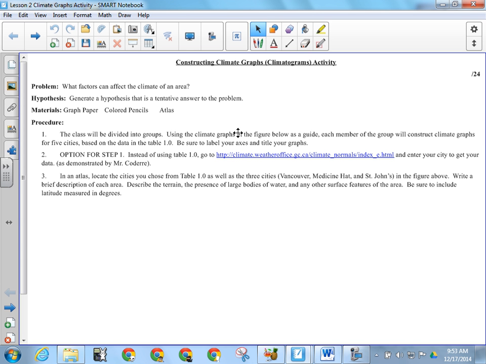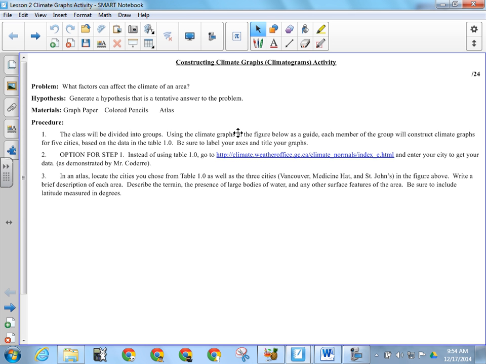All right, so our hypothesis has to be a tentative answer to the problem. Are there a few factors that they'll probably all have in common? Yep, and we would want to mention those as factors that would affect the climate of an area in the if part of our hypothesis. The and part is simply what we're doing here: comparing climate information for various cities. And in the then part, you should tell me what patterns you think you're going to see.